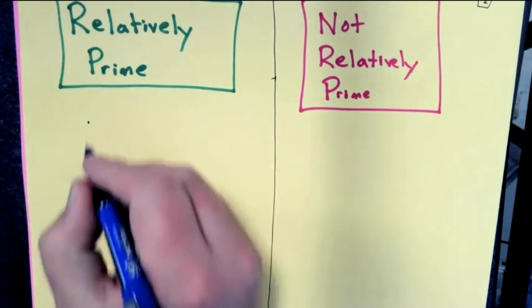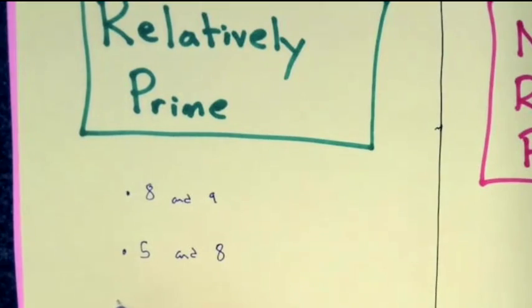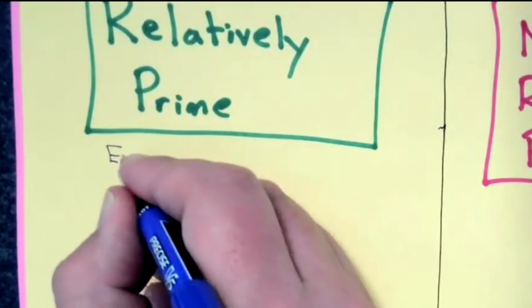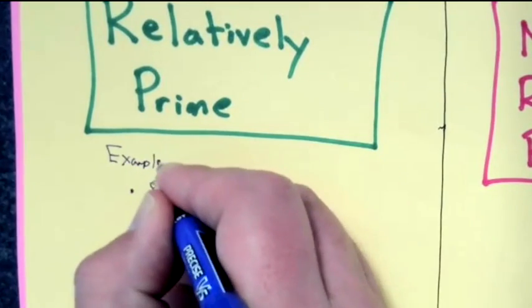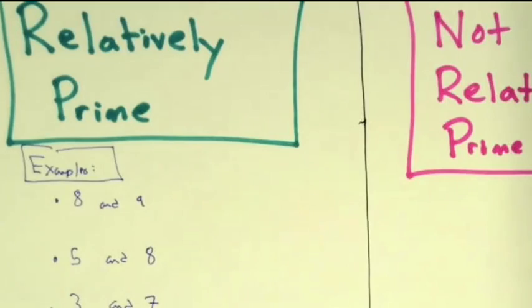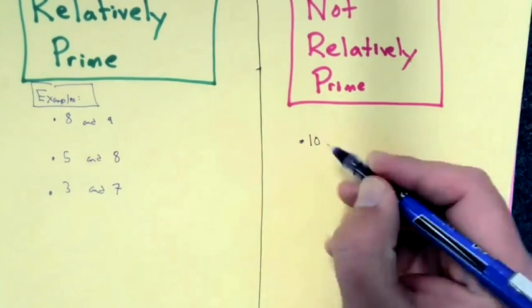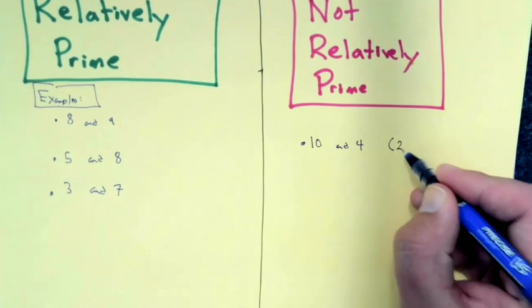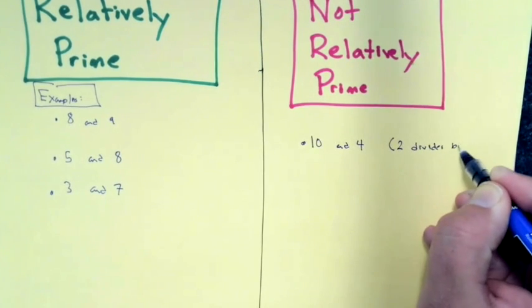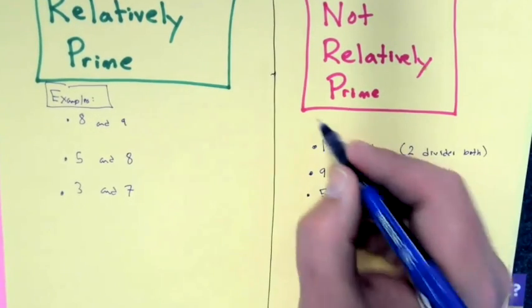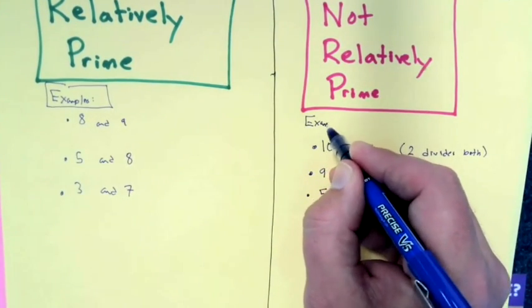So can you give me two numbers that are relatively prime? Is it 8 and 9, 5 and 8? What else? 3 and 7? All of these are great examples of pairs of numbers that are relatively prime. What are some pairs of numbers that are not relatively prime? 10 and 4? Neither one divides the other, but it doesn't matter. 2 divides both. What about 9 and 12? What else? 5 and 10? Yeah. So all of these are examples of pairs of numbers that are not relatively prime.